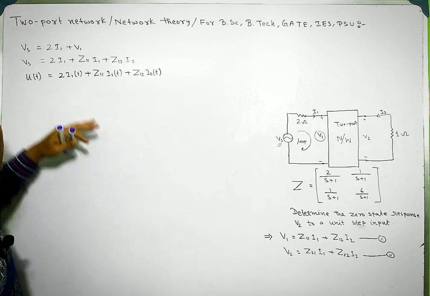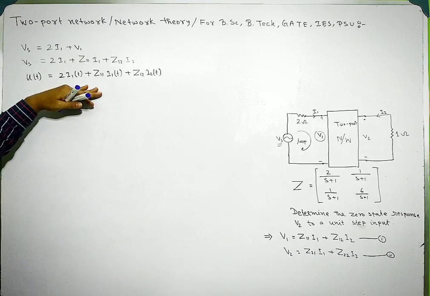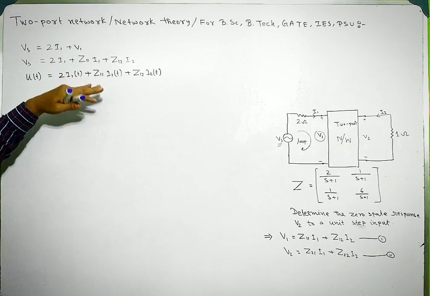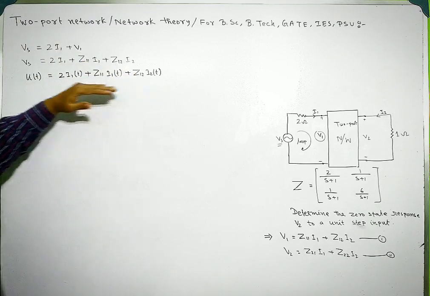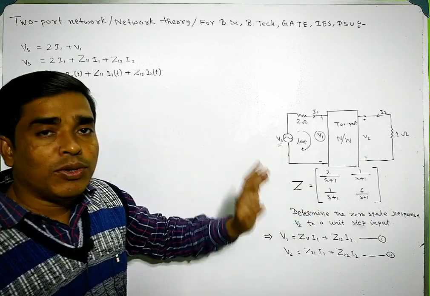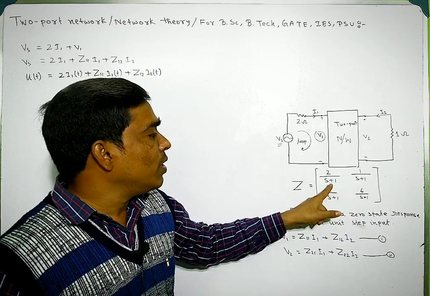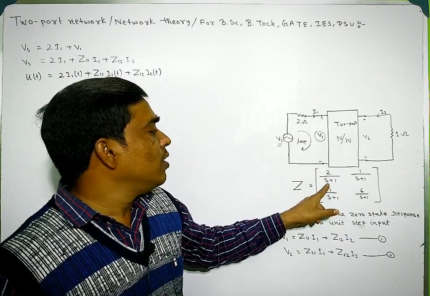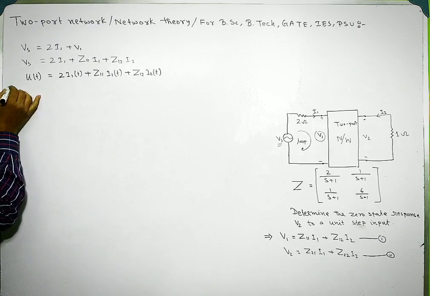Now I will transform it into a Laplace transform, into the frequency domain. These equations are in the time domain, so you have to transform them into the frequency domain. That means the Z parameters are given in the frequency domain, that is s, that is j omega. So you have to transform this equation into the frequency domain. That means you have to take the Laplace transformation.